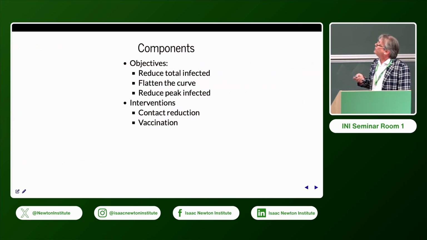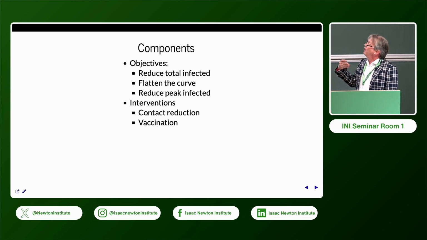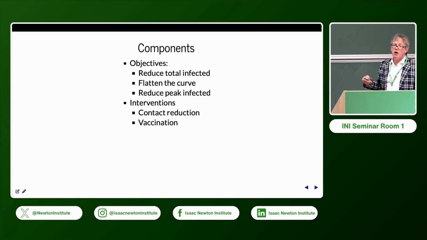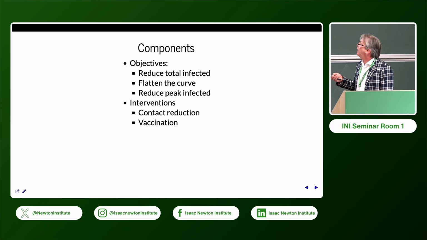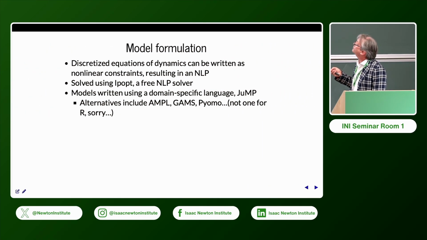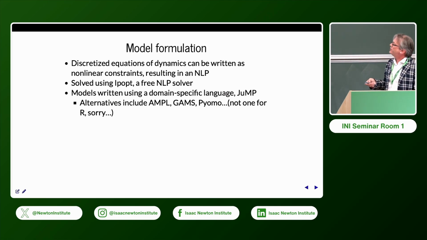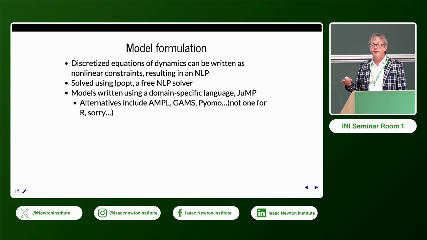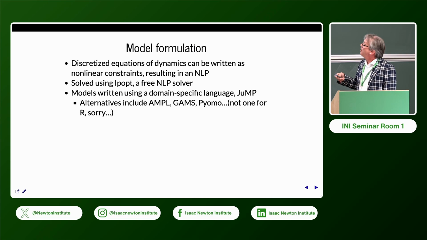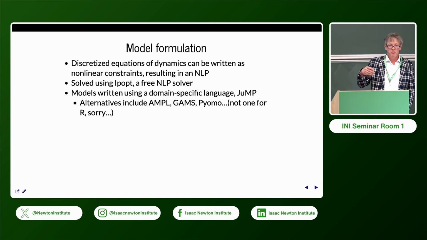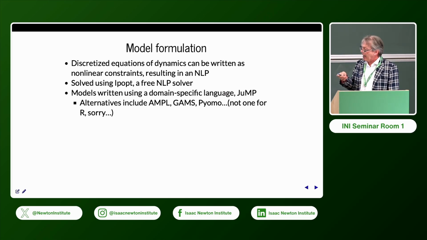So we might be interested in reducing total infected, flattening the curve, reducing peak infected, and so on. And we might have, say, contact reduction or vaccination in our armament of interventions. So the way that I put them all together is I discretized them over time. I solved them using a free solver, getting over the cost. And then I wrote the models using a domain-specific language. It's called JuMP, it's a thing in Julia, but there are many alternatives that you can do in Python and in specialized languages like AMPL.